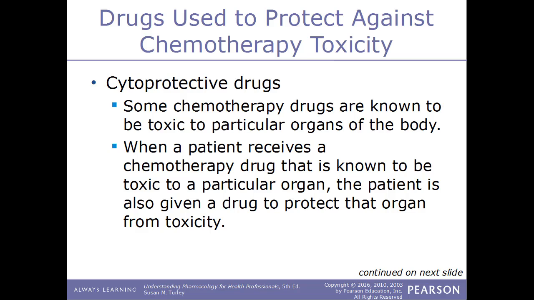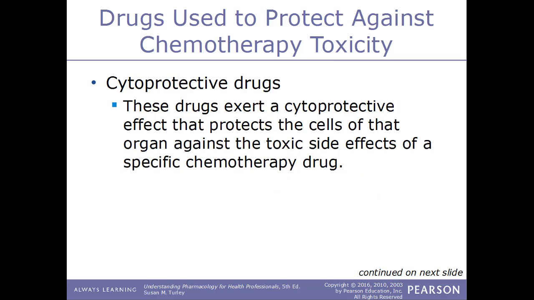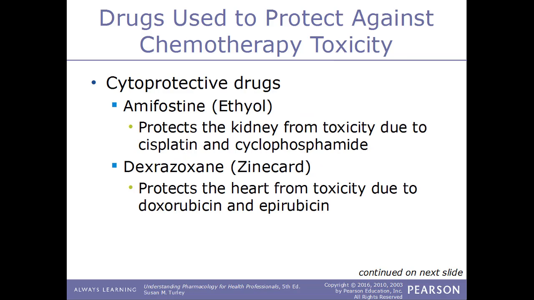Another type of drug that would fall in this category are the cytoprotective drugs. Some chemotherapy drugs are known to be toxic to particular organs of the body. So when a patient receives a chemotherapy drug that is known to be toxic to a certain organ, the patient is also given a drug to protect that organ from toxicity. These drugs exert a cytoprotective effect that will protect the cells of that organ against the toxic effects of that chemotherapy drug. Some examples of cytoprotective drugs include amifostine.